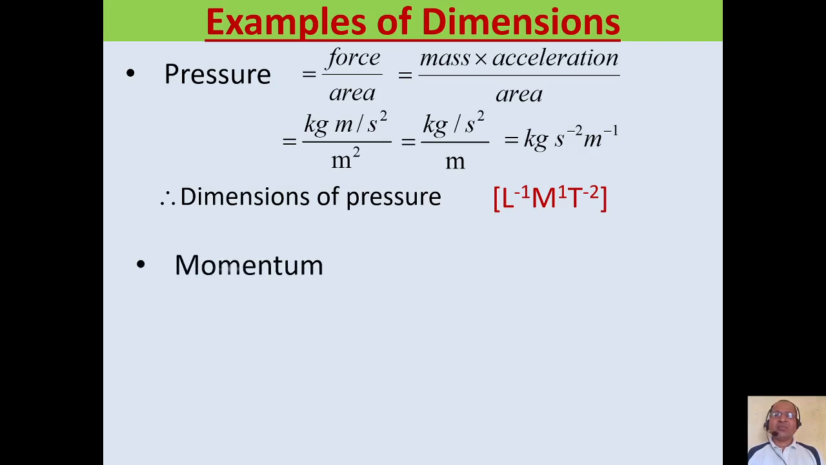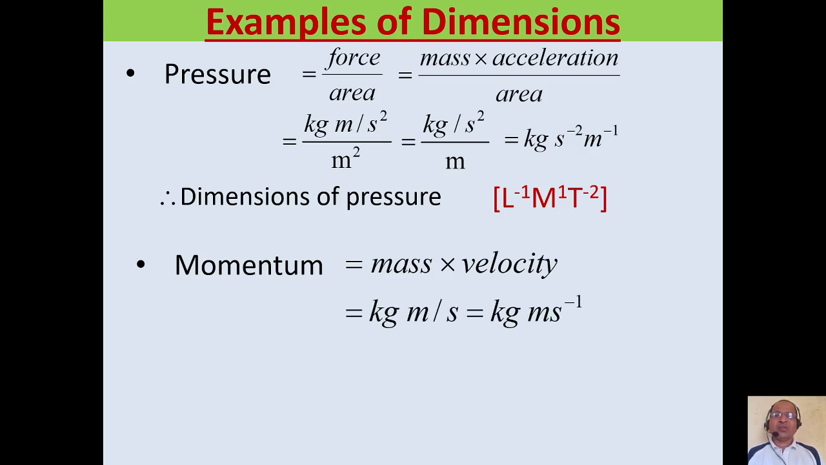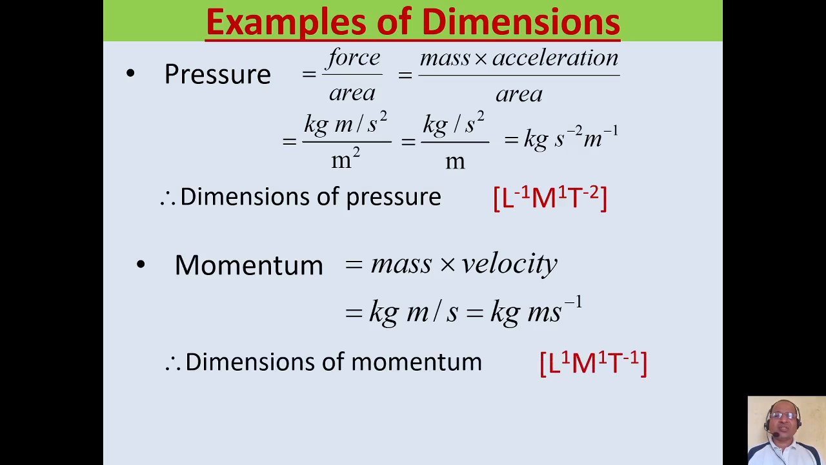Let us have the dimensions of momentum. Momentum is written as mass into velocity, so its unit is kilogram meter per second, which can be written as kilogram meter second raised to minus 1. So dimensions of momentum become L raised to 1, M raised to 1, and T raised to minus 1.